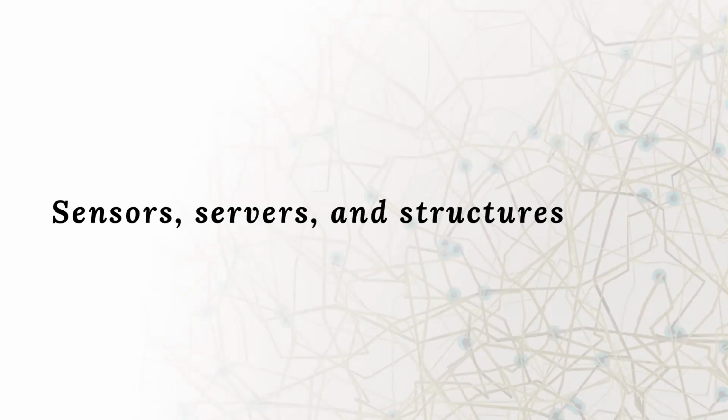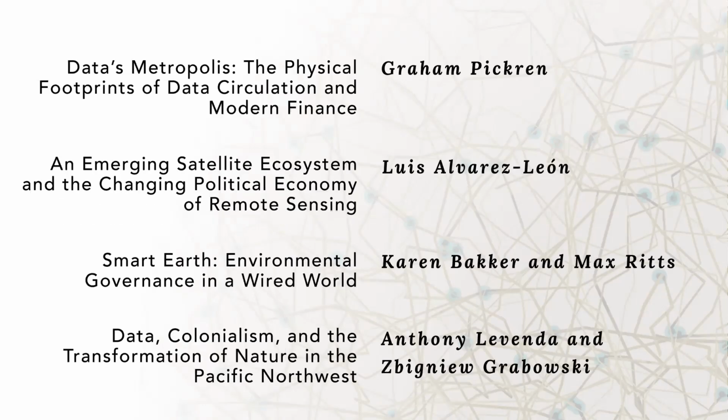So just a few examples, some of the things I find most interesting in this section. Graham Pickren discusses how an old industrial bakery building in Chicago has been repurposed as a data center, which is placing Chicago at the hub of a global information economy. And he really shows that the use of high-frequency trading, which demands a lot of data, which in turn demands a lot of data center space, is a pivotal shift in the financial services industry.